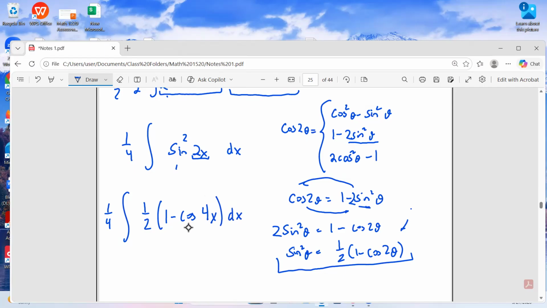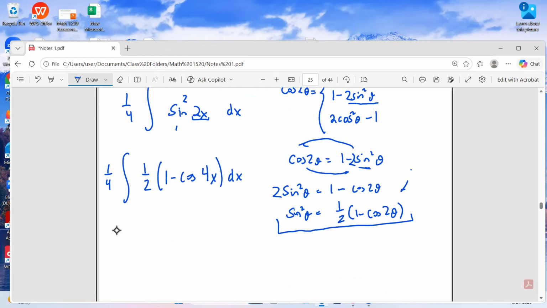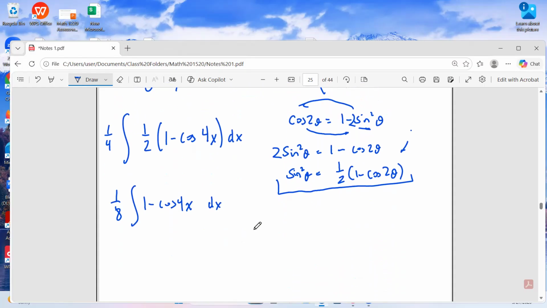Okay, dx. Now, we took calculus 1. We could integrate that. I'm going to pull the 1/2 out in front to say this is going to be 1/8 integral of 1 minus cosine of 4x dx. And we'll go ahead and sort that out. So now we're ready to integrate.